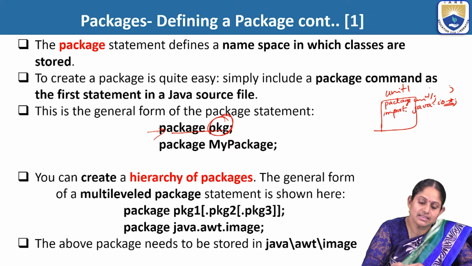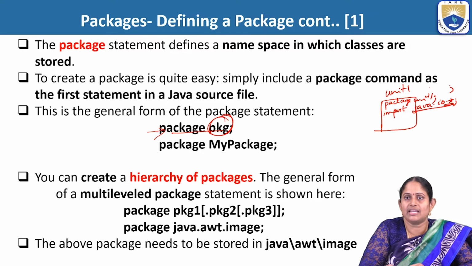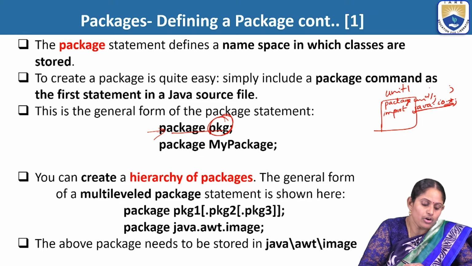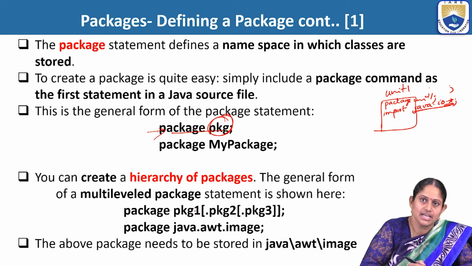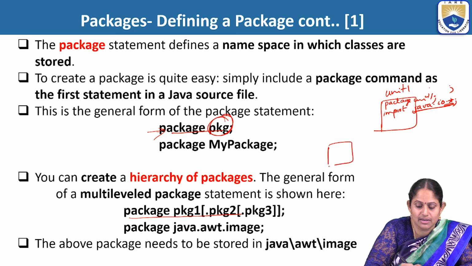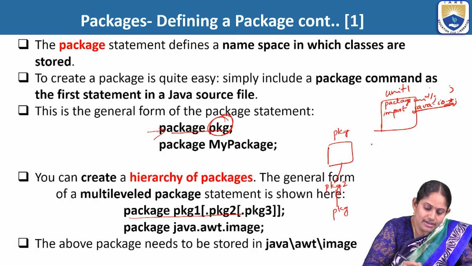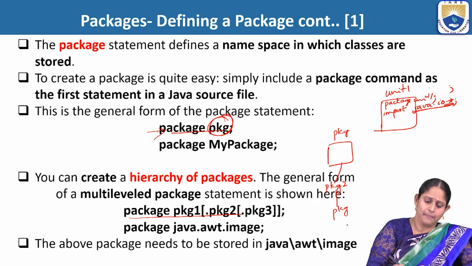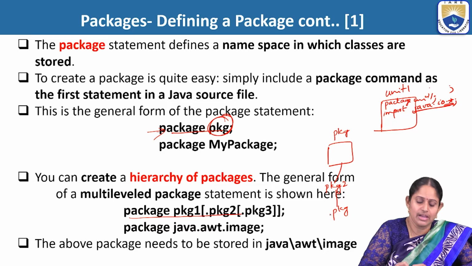Now this indicates the hierarchy of packages. If you want to create a hierarchy of packages, then you can define first package1. Then inside that package, you can have package2, and inside that package3. So we can write it as package1.package2.package3. So this indicates the hierarchy of packages.